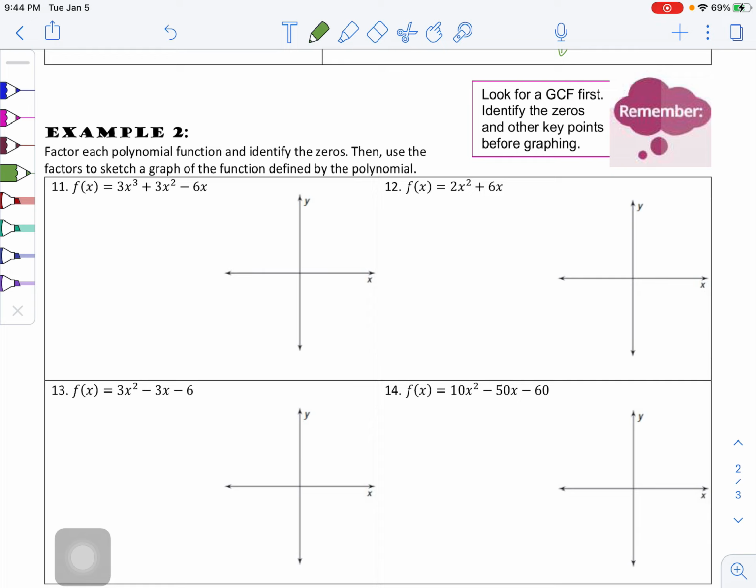Now, we're going to do the same thing for the next problems. I'm going to do 11 and 12, and then 13 and 14 I'll just leave in the answer key. If you have any questions, let me know.